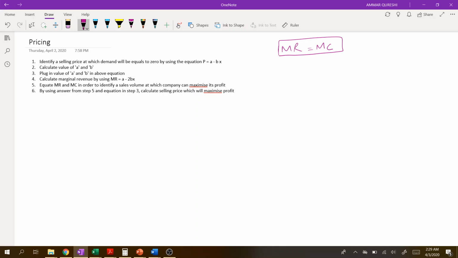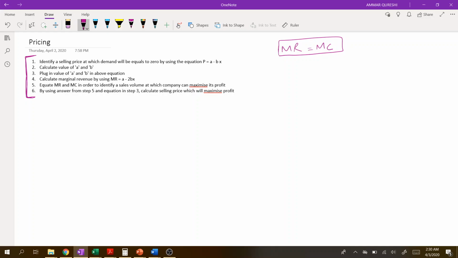So we are actually going to apply the same concept in our performance management paper, in the pricing chapter basically. There are a few steps which we will follow in establishing this particular condition, if we really want to identify a selling price at which a company can maximize its profit. And why should marginal revenue be equal to marginal cost?